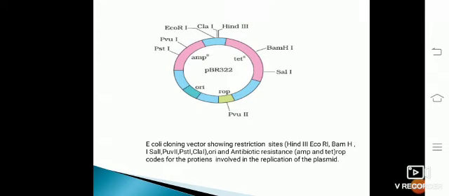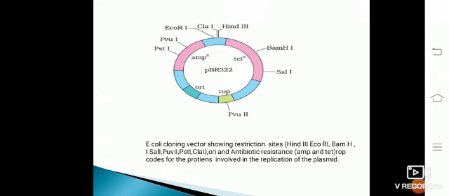pBR: p for plasmid, B and R for Bolivar and Rodriguez. In the name, p signifies plasmid and B and R denote the names of the scientists who developed it. It contains an origin of replication, that is ORI, which allows the production of multiple copies per cell. It has two selectable markers, antibiotic resistance genes: tetracycline resistance, Tet-R, and ampicillin resistance, Amp-R.